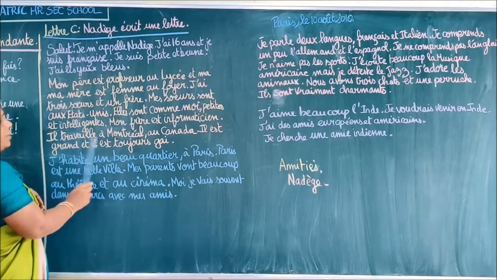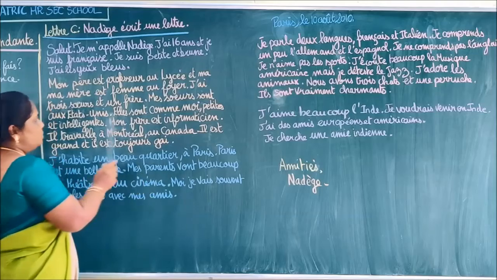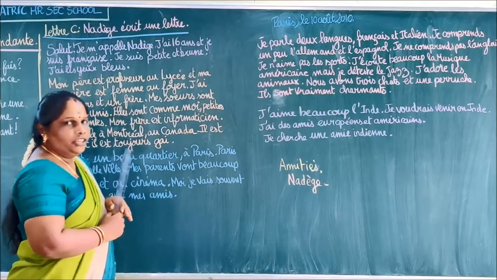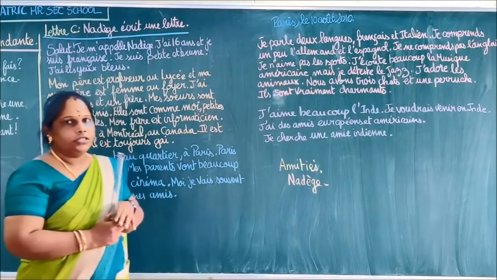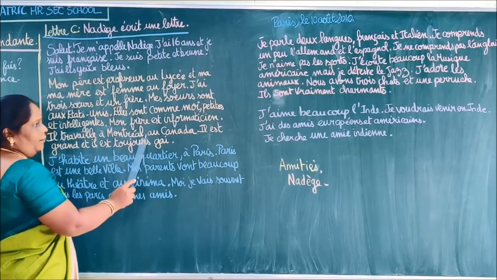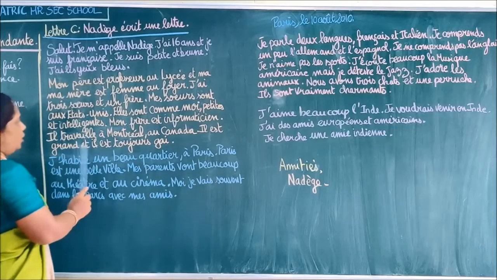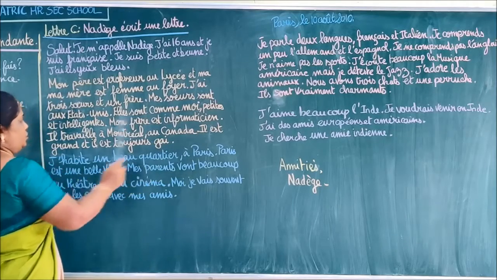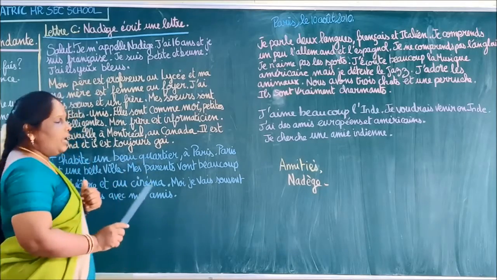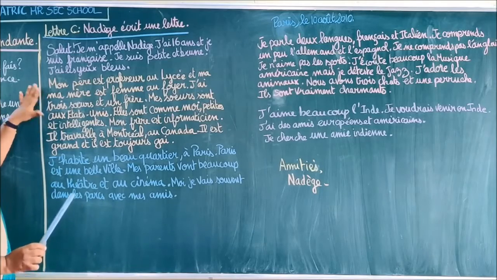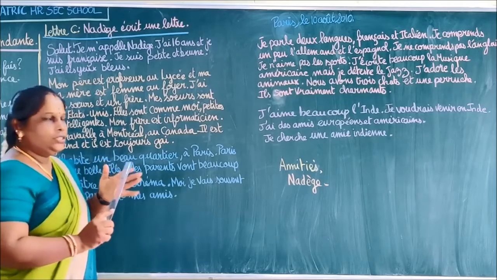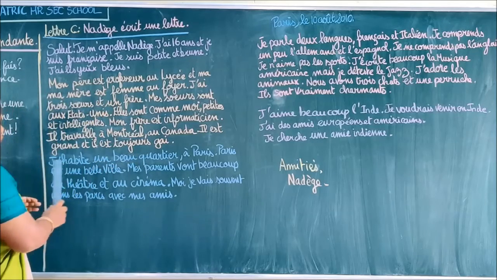Next. Il travaille à Montréal au Canada. So he works in Montreal. Montreal is a city in Canada. As we saw French cities in Canada, Quebec is also a French city in Canada. So we have another city also, Montreal. Il est grand et il est toujours gai. So he is tall and he is always happy. So this is a passage describing his father, mother, sister and brother. So this is the passage describing the family members.